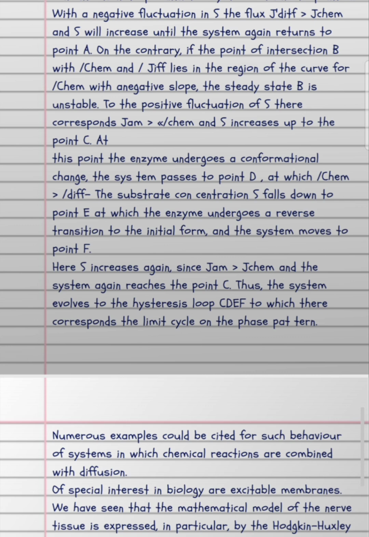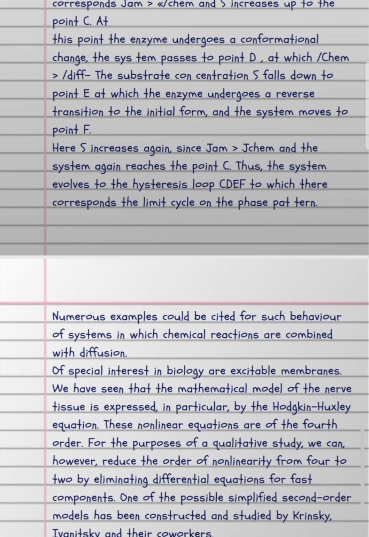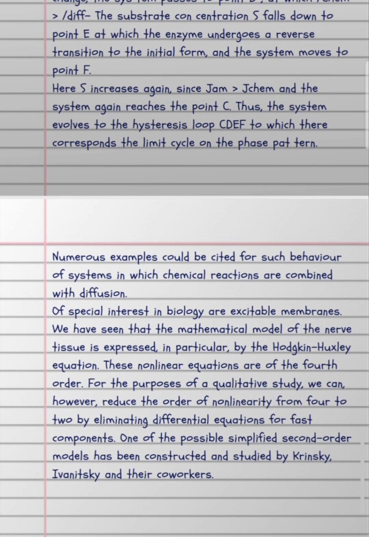With a positive fluctuation of the substrate, the corresponding J_diff is more than J_chem and the substrate increases up to a point C. At this point, the enzyme undergoes a conformational change. The system passes to point D, at which J_chem is more than J_diff. The substrate concentration S falls down to the point E, at which the enzyme undergoes a reverse transition to the initial form. The system moves to the point F.